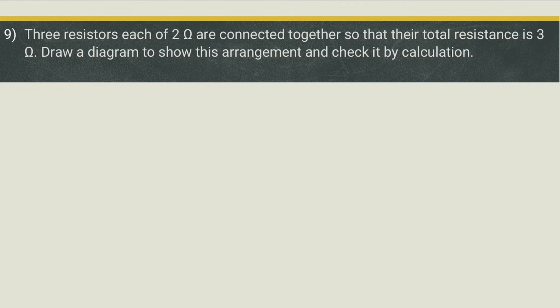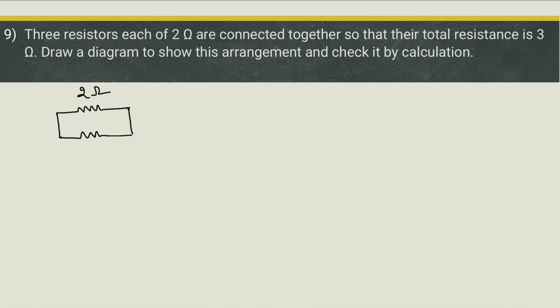Alright, next question. Three resistors each of 2 ohm are connected together so that the total resistance is 3 ohm. Draw a diagram to show this arrangement. So here equivalent resistance is 3 ohm. So first of all we will have to connect two resistors in parallel.